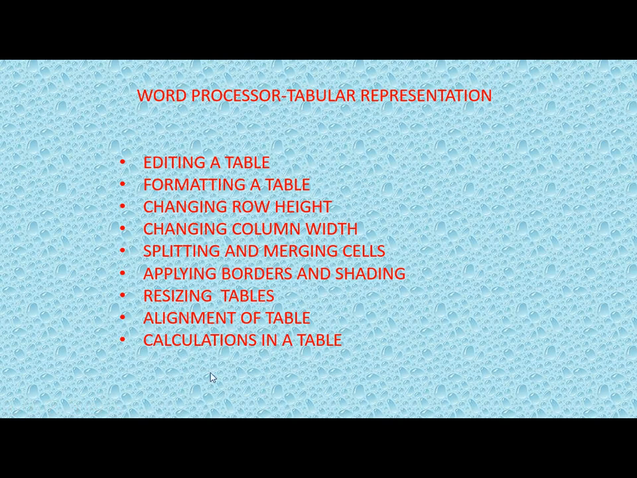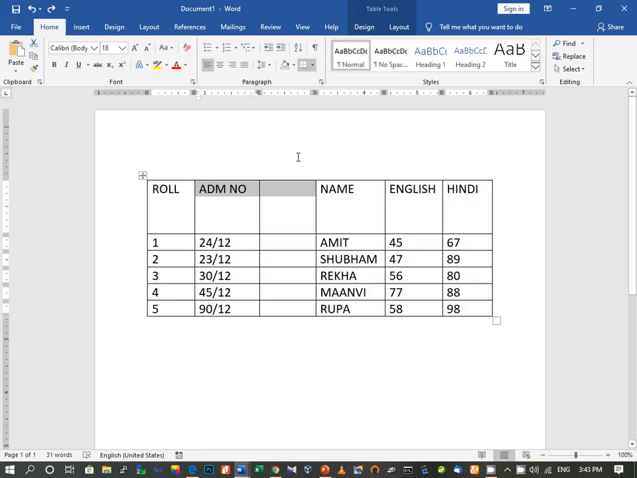Next we will learn how to split and merge cells. Now what is splitting? Splitting means to change a cell into more parts, and merging means we are joining two or more parts into a single one. So both the options we are going to learn today, that is splitting and merging of cells.